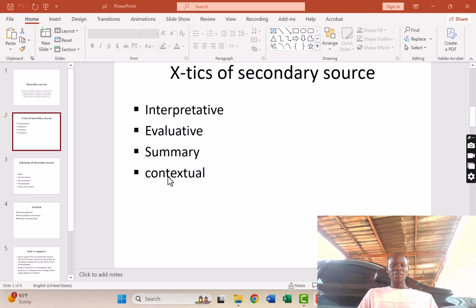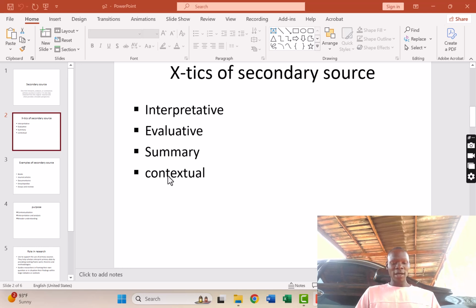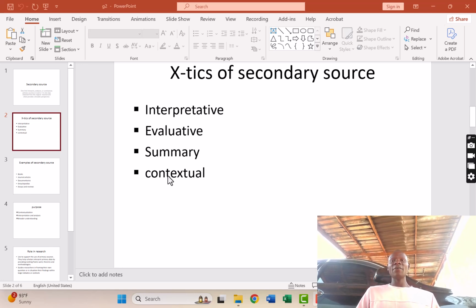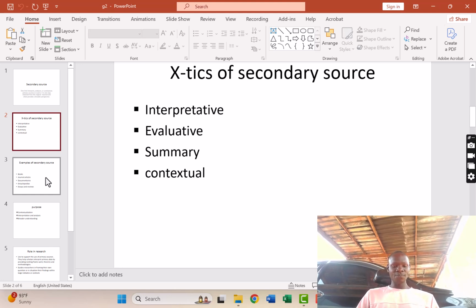So we also have the contextual. Secondary sources help to frame or contextualize primary data within a broader trend or movement. So under contextual, you have to broaden, in the real sense, you have to give a greater understanding so that someone can get you well. This is under contextual.